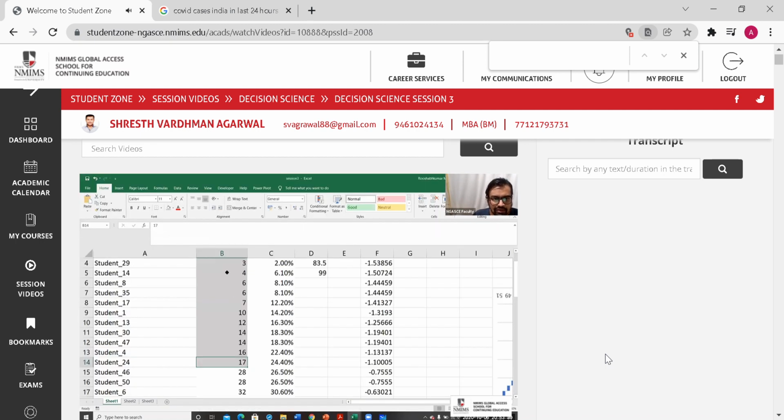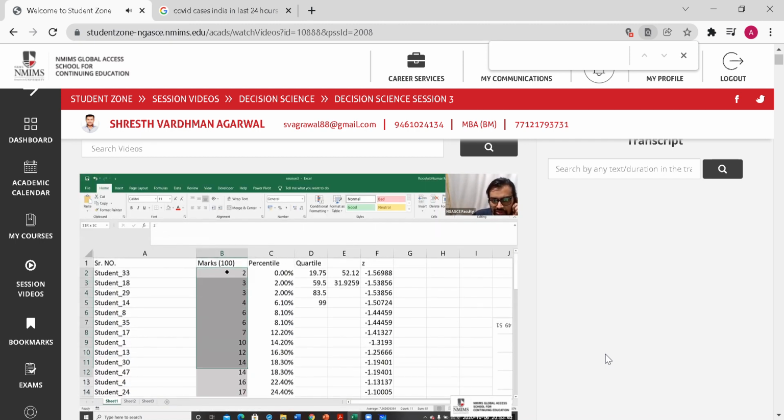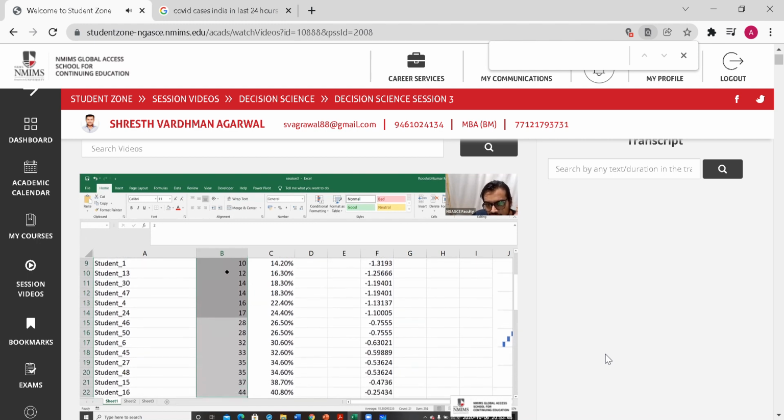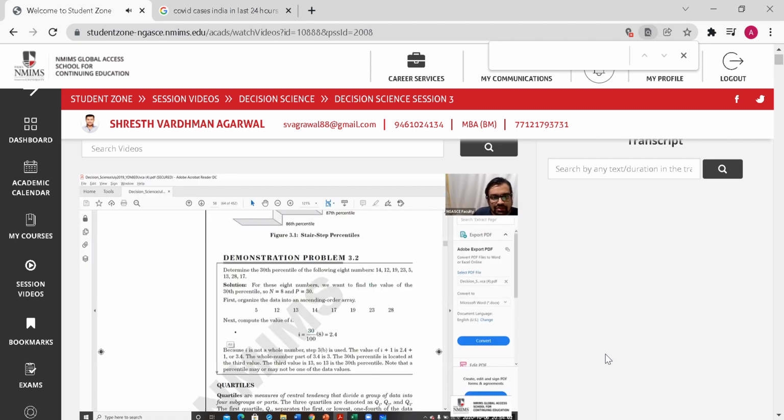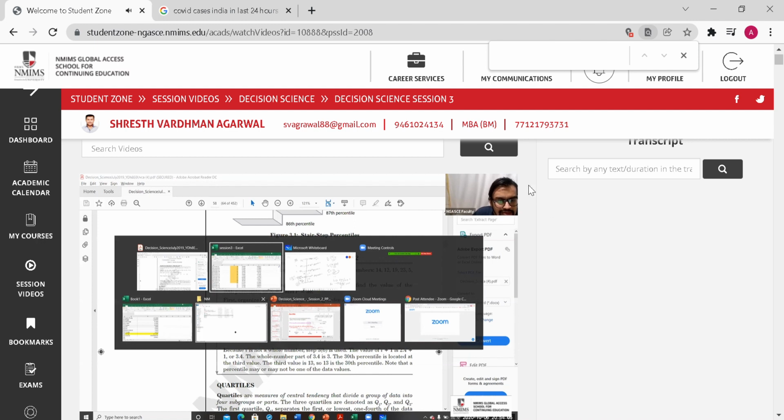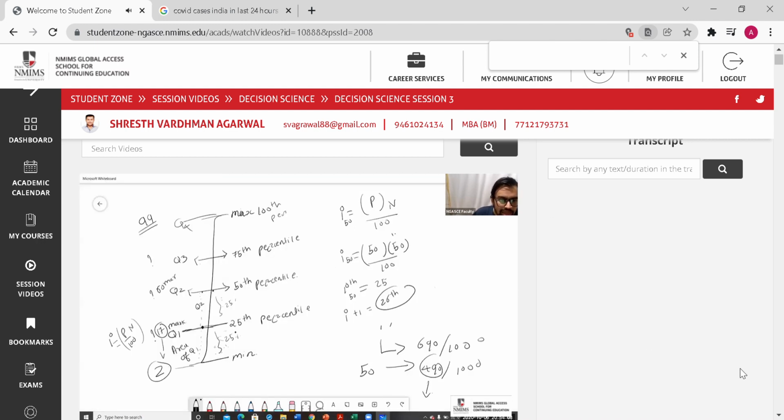Go back to the data. Let me consider the 26th position. This is the 26th position. Let me highlight this with a different color. So I can say this is the range of quartile 2. Quartile 2 ends at 60 marks. So quartile 2 area is after the 17th mark, meaning starting from 18 marks up to 60 marks. Okay? Got this? Yes or no?